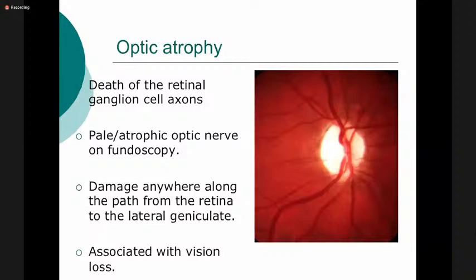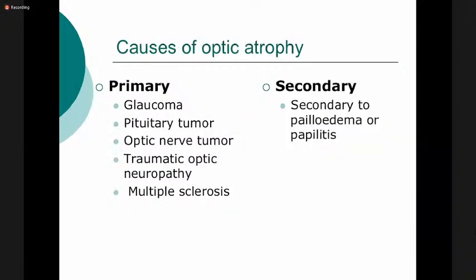And usually when a patient presents like this, like in this fundoscopic picture of a white disc, the vision is actually quite reduced, and most of the times the patient is already blind. Now, causes of optic atrophy, you can have primary causes or secondary causes. Glaucoma is one of the causes of primary optic atrophy. Also, if you have tumors along the visual pathway, either a pituitary tumor, or an optic nerve tumor, or if you have trauma to the optic nerve, or some autoimmune conditions, multiple sclerosis, all this can cause primary optic atrophy.